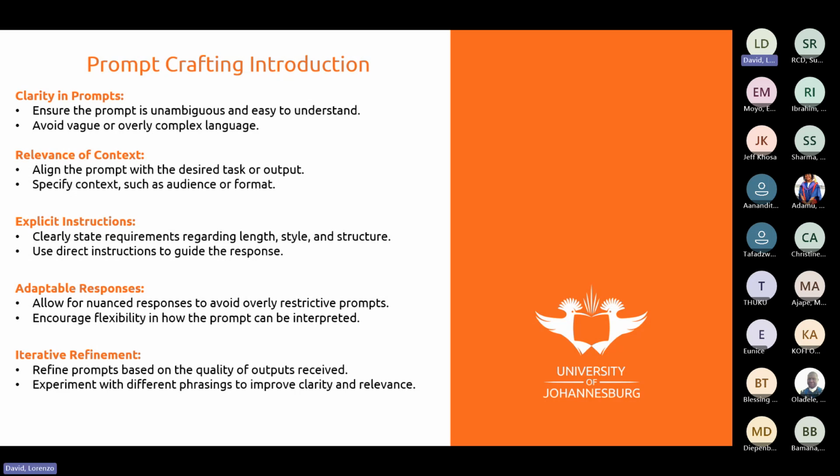The fourth point would be for us to allow for adaptable responses. So when we're creating our prompts, try not to be overly restrictive. Encourage flexibility in how the prompt can be interpreted by AI. And on the next slide, you'll see how we can ask AI questions before it generates our response. And a key thing that I want to highlight here is that when we are using AI, and especially when we are generating our prompts, it involves iterative refinement, meaning that the first prompt that you develop is not going to be your final prompt.